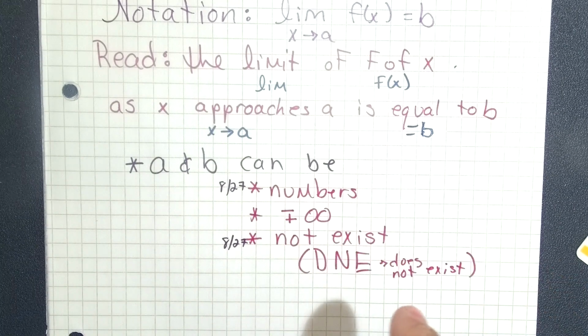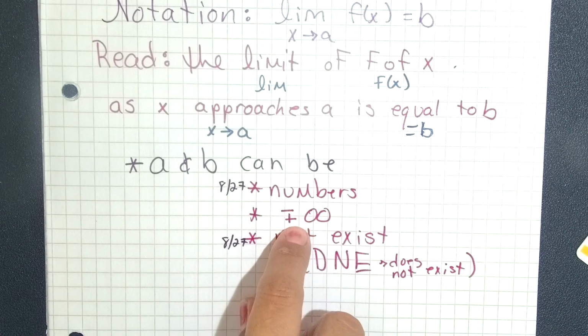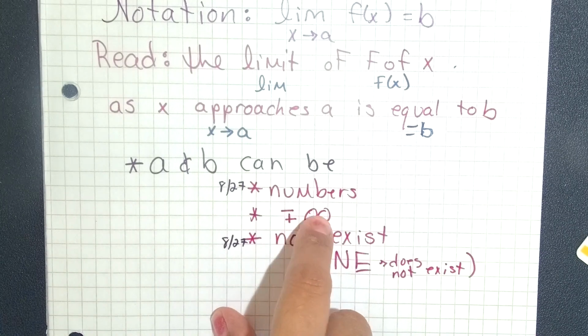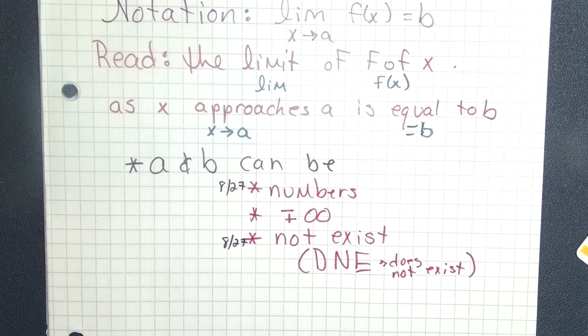The second asterisk. This one is negative, positive, infinity. I write my infinity like that, but you can write your infinity like the sideways 8.